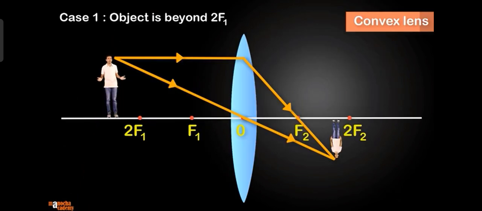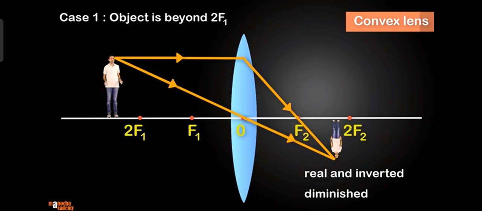So what are the properties of the image here for case 1? That's right, the image is real and inverted. It's diminished. And as you can see, the image is formed between F2 and 2F2.